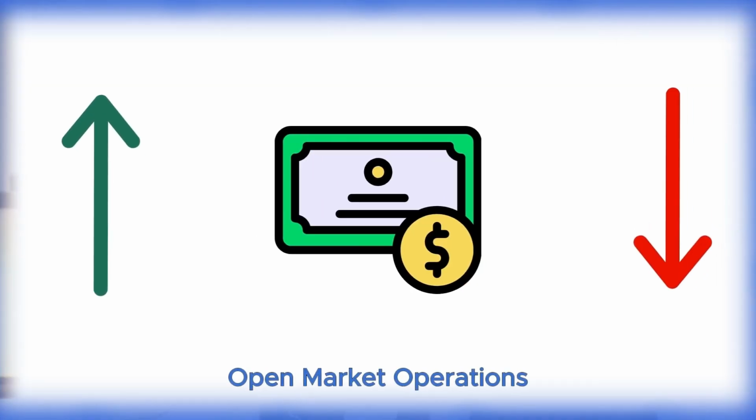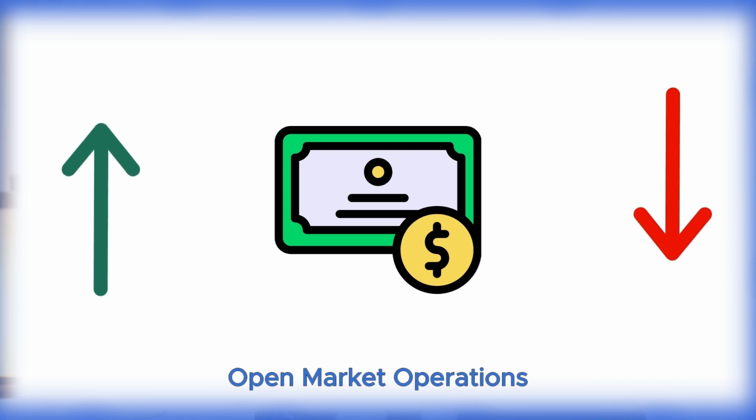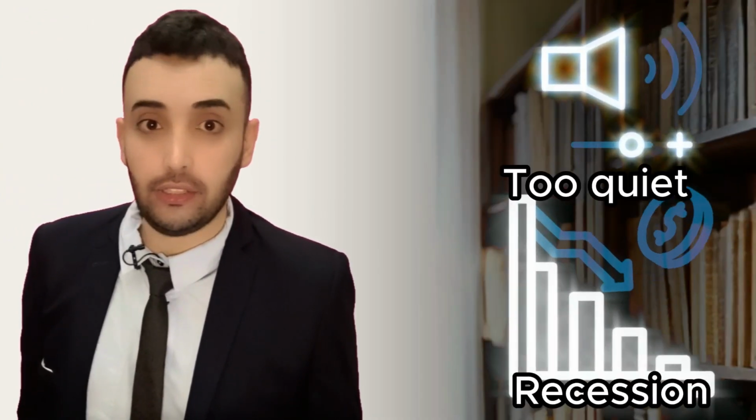However, by far the most frequently used tool and perhaps the most impactful tool is open market operations. This is buying and selling US securities to influence the money supply and interest rates. To simplify, visualize the Fed as a person controlling the volume and equalizer. They are consistently adjusting the levels to keep things balanced, preventing things from getting too quiet, recession, or too loud, inflation. Now we have explored these policy tools.